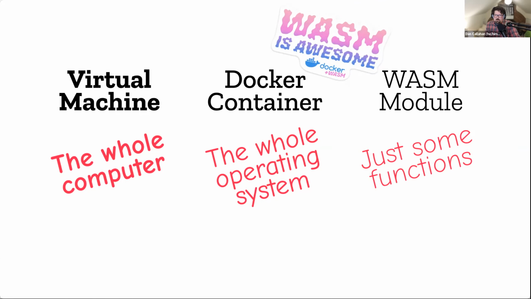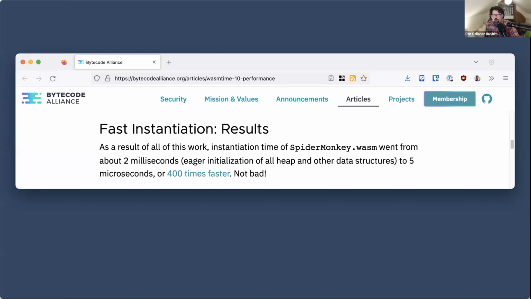But what do I mean when I say smaller and starts faster? As part of the Wasmtime 1.0 announcement in September, the team took SpiderMonkey, which is the JavaScript engine built into Firefox. It's millions of lines of C++. They compiled it to WebAssembly. And they got its initial instantiation time down to 5 microseconds, 400 times faster than what it was. It was 2 milliseconds in the previous version of Wasmtime.